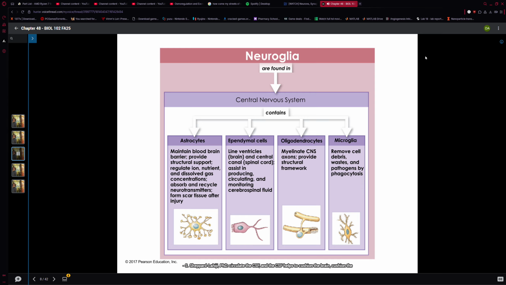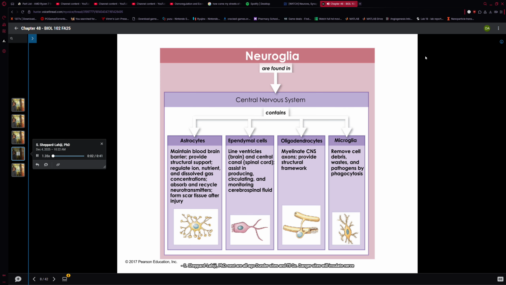And the CSF helps to cushion the brain, cushion the spinal cord. It can provide buoyancy to the brain, help protect it from injury. It can provide chemical stability, and that's important because deviations in certain components can disrupt activities that can lead to loss of control of body temperature, blood pressure. So cerebrospinal fluid is really important. And so these will be the supporting cells that are found within that region.